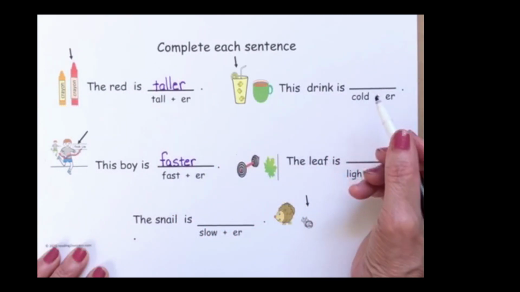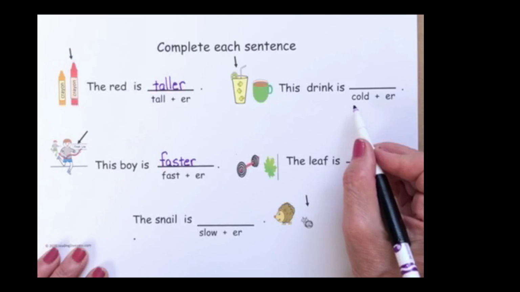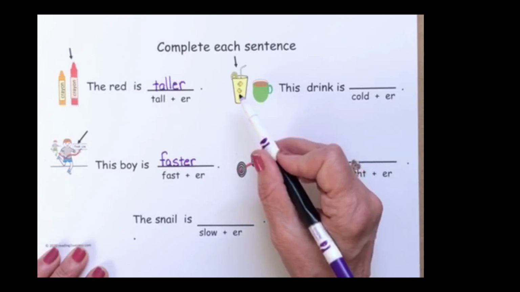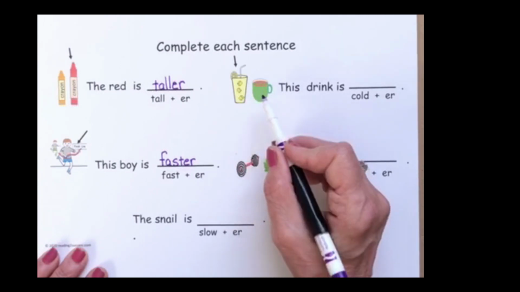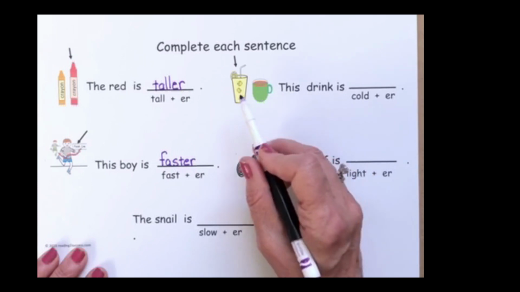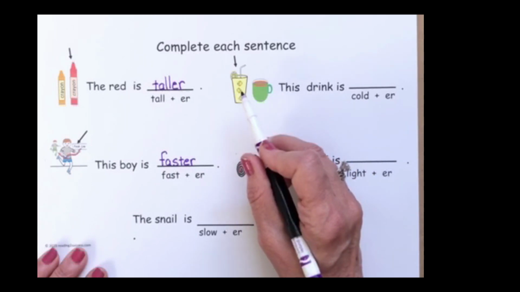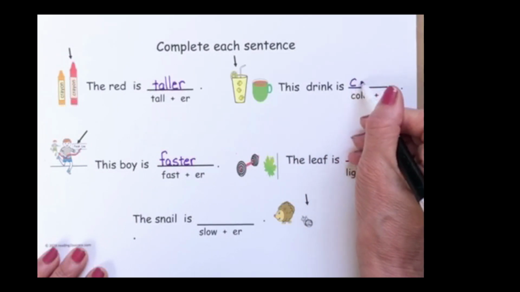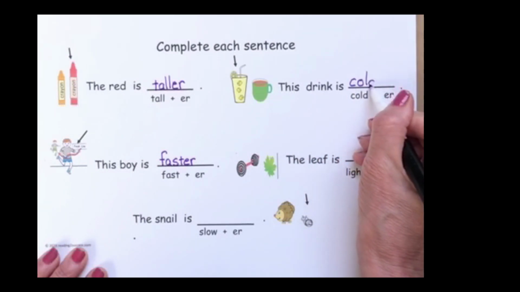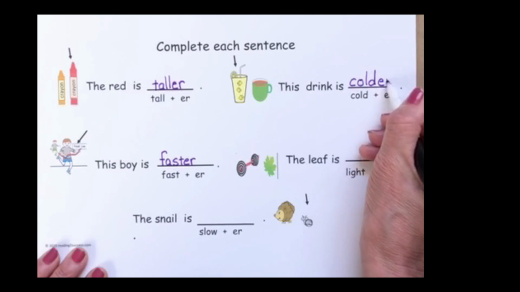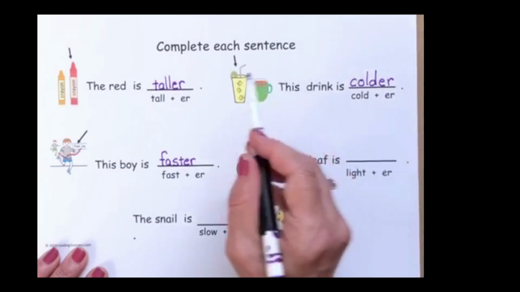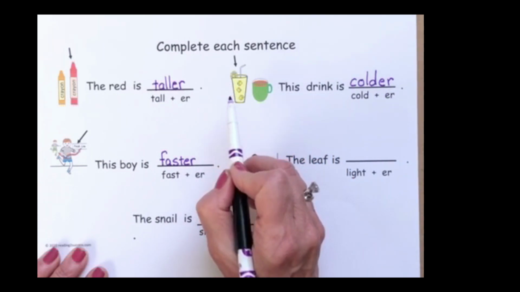Let's go to this one. We have a root word cold and colder. If we're comparing these two, this is a lemonade with ice, and this is hot chocolate. So this drink is colder. So we'll write in cold and the suffix er. This drink is colder, and we are pointing to the lemonade.